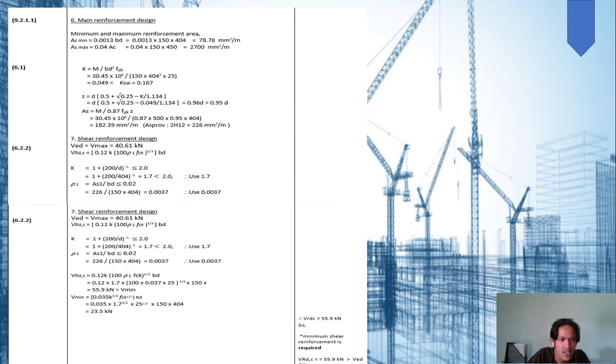We get the VRDC 55.9 kilonewton, which is more than Vmin. So Vmin, we calculate 23.5. So the VRDC value is 55.9 kilonewton, so minimum shear reinforcement is required. So VRDC is equal to 55.9, which is more than VED.